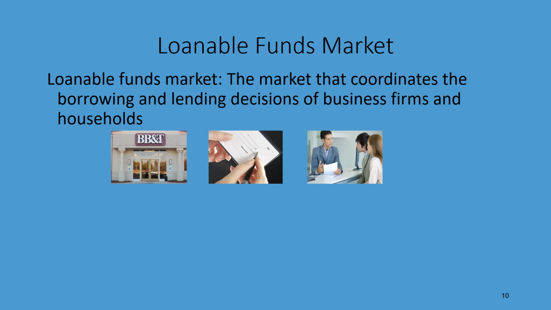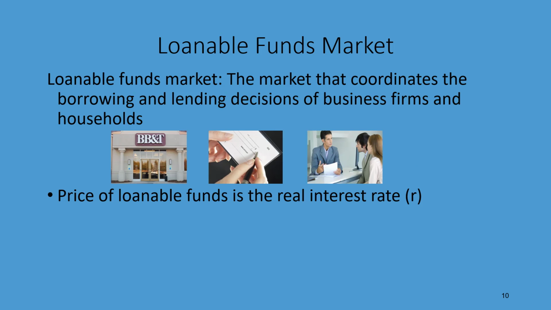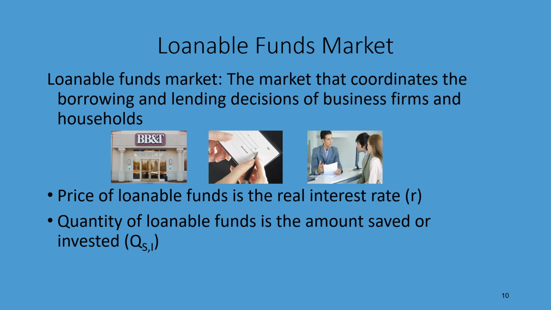So the loanable funds market, again, works in a similar way to the goods and services market from Chapter 3. We just call the price of loanable funds the real interest rate, which we're going to abbreviate with a lowercase r. And then we call the quantity of loanable funds the amount saved or invested. So as you're putting money in the bank or saving it, that's the quantity of loanable funds being saved. And then when you borrow money for the purposes of, say, buying a house or getting your education, then that's the quantity of money being invested. But either way, the price is the real interest rate.